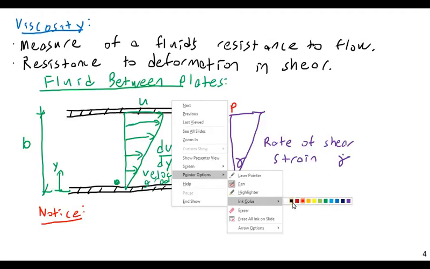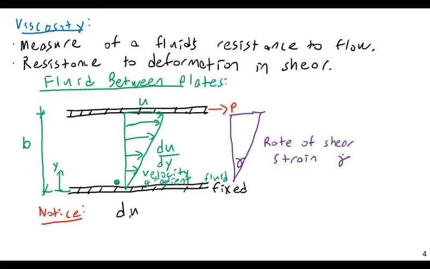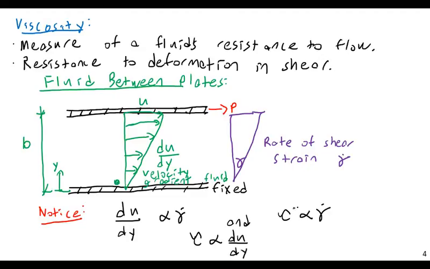Okay, so first of all, notice du over dy is going to be proportional to gamma dot. Gamma dot is the rate of change in gamma as you go along. And tau is proportional to gamma dot. Tau is our shear stress, and it is going to be proportional to du over dy. Basically this is something that comes from mechanics of materials, and I'm relating these two this way.